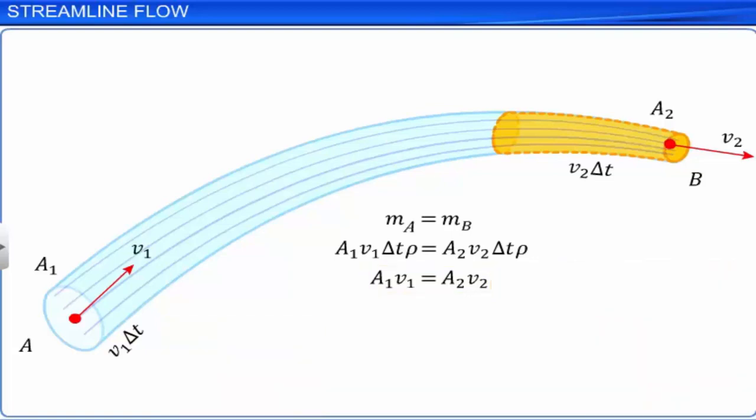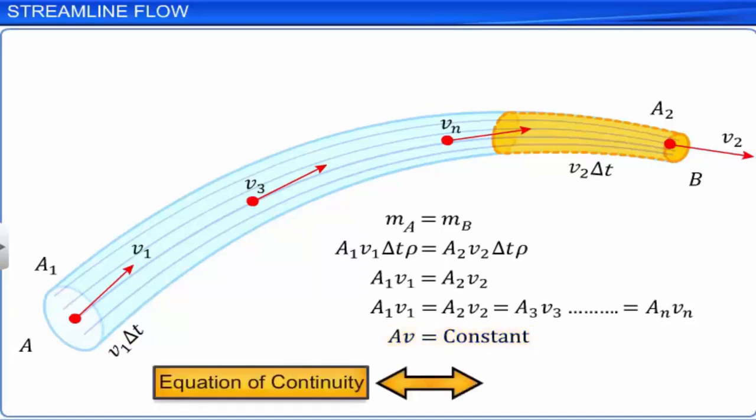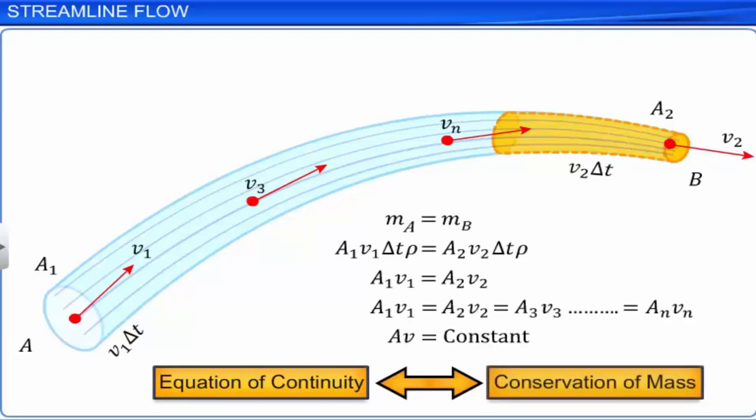If we consider various points in the tube where the velocities of a fluid are different, we can write A1 V1 is equal to A2 V2 is equal to A3 V3 and so on, equal to An Vn. Thus, we can say AV is constant. The equation of continuity is valid as the product of area of cross-section and speed remain the same at all points of a tube of flow. The equation of continuity represents the conservation of mass in the case of moving fluids.